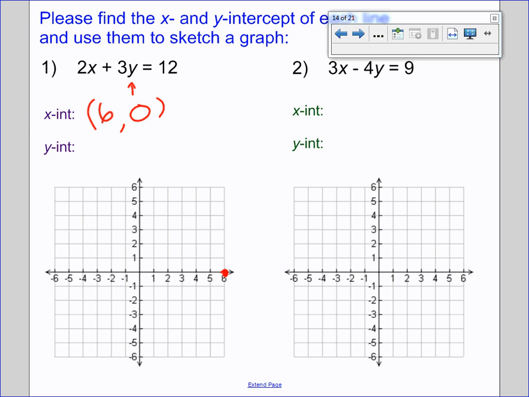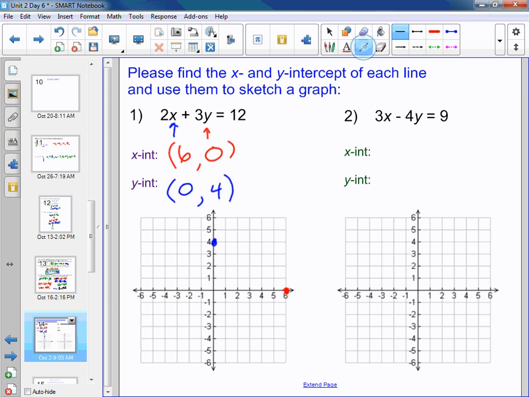Similarly, the y-intercept is the value of y when x equals 0. So if I were to plug in 0 for x and solve, we get the x term to drop out, and I'm left solving 3y equals 12. So what does y equal when x equals 0? 4. And so (0, 4) is my y-intercept. And we'll go ahead and plot our intercepts and connect them for a quick graph. That's pretty sweet.